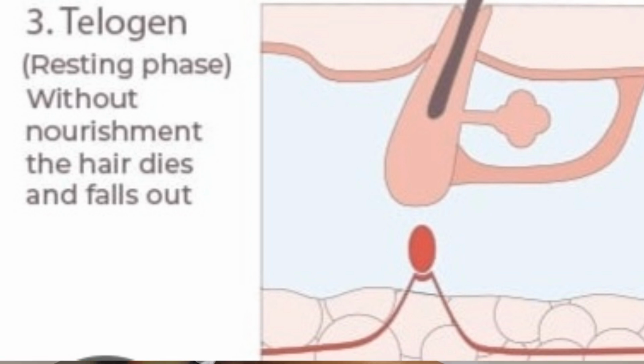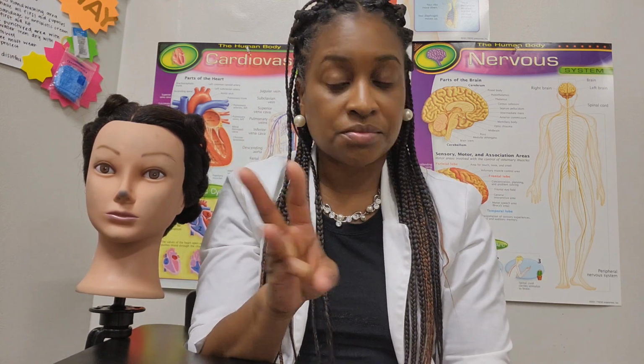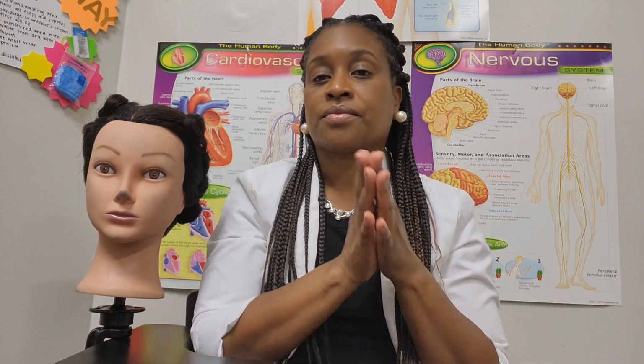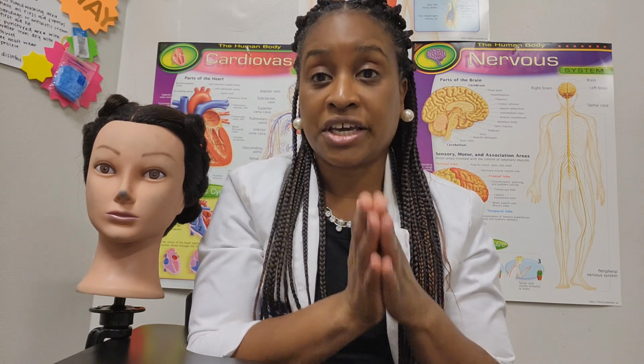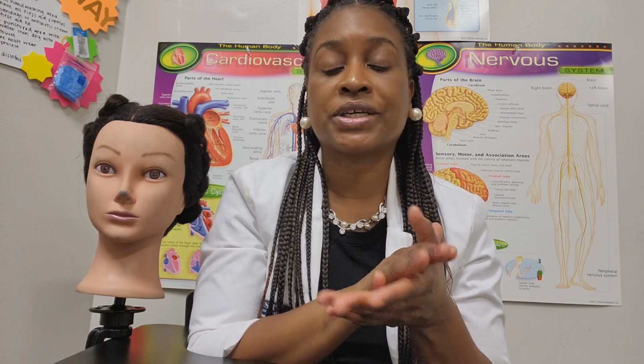Okay, so let's recap. Hair grows in 3 phases, which are the anagen, the catagen, and the telogen phase. And hair growth begins in the hair follicle, and the dermal papilla is located in the hair follicle, where the hair is going to get its oxygen, nutrients, and blood supply.